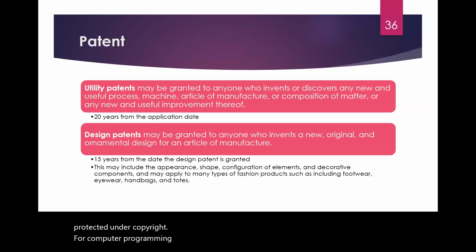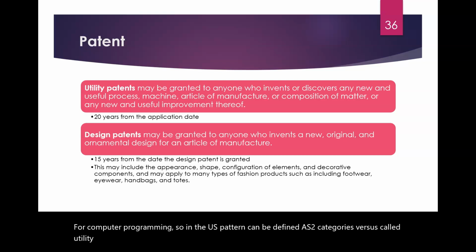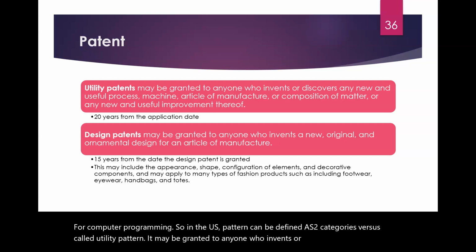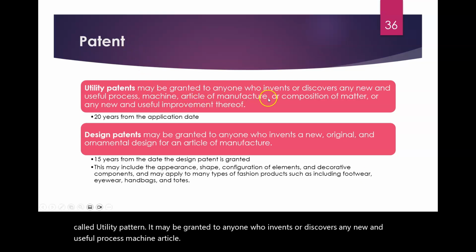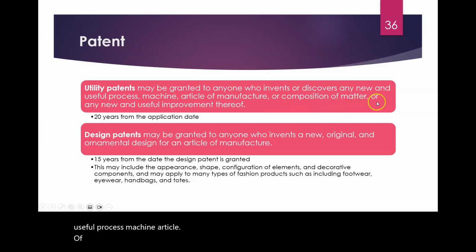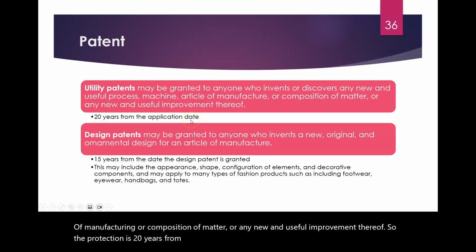So in the U.S., patents can be defined in two categories. First is called a utility patent. It may be granted to anyone who invents or discovers any new and useful process, machine, article of manufacture, or composition of matter, or any new and useful improvement thereof. The protection is 20 years from the application date.